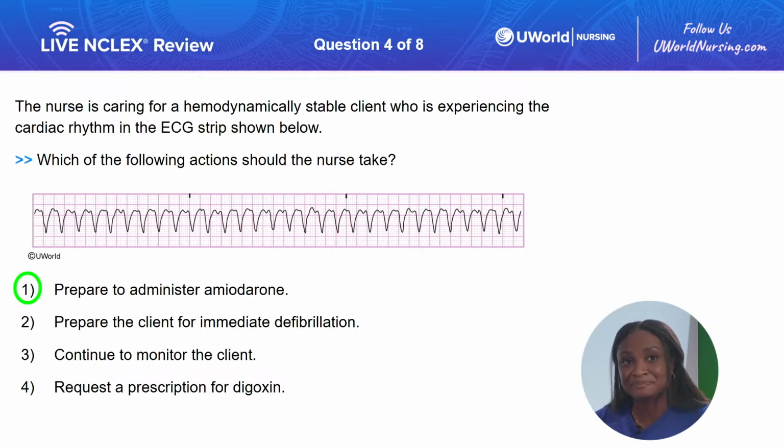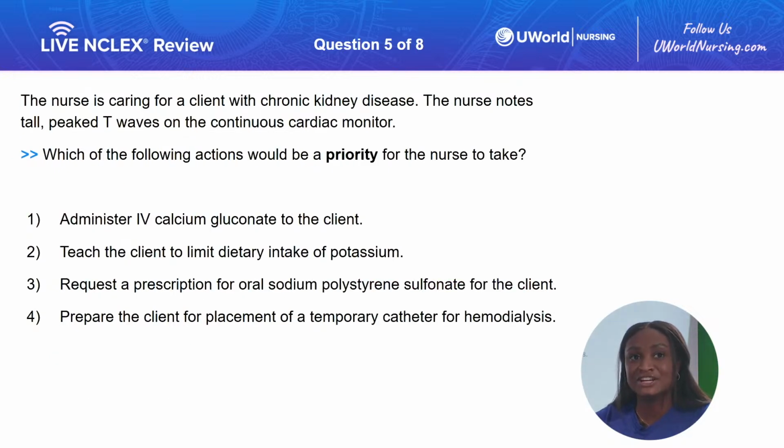Good job. Next question. The nurse is caring for a client with chronic kidney disease. The nurse notes tall peaked T waves on the continuous cardiac monitor. Which of the following actions should or would be a priority for the nurse to take? Option 1, administer IV calcium gluconate to the client. Option 2, teach the client to limit dietary intake of potassium.